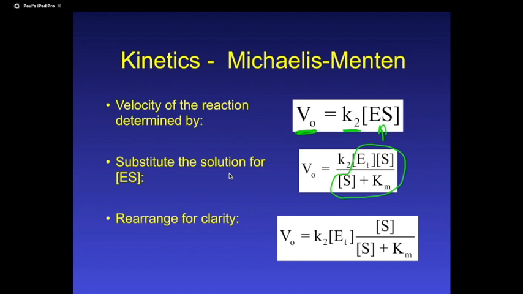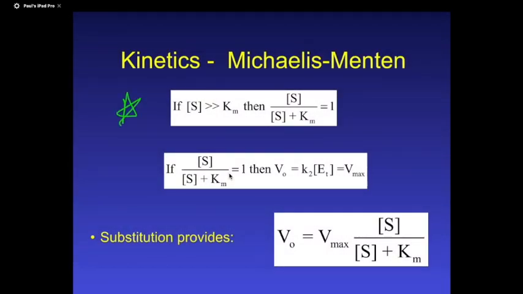Now that big chunk is nasty looking, so I'm going to rearrange it a little bit, and I'm going to do K2 times enzyme total is equal to substrate on the top divided by substrate plus Km. And eventually I do want to know what the velocity is, how much product is being produced. The rate constant is a numerical value. The concentration of substrate is a numerical value.